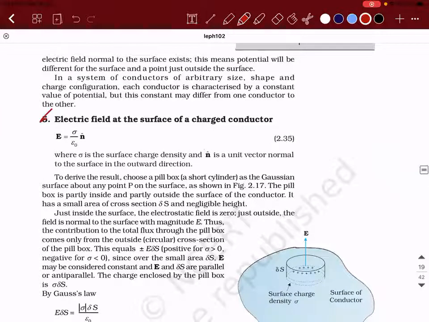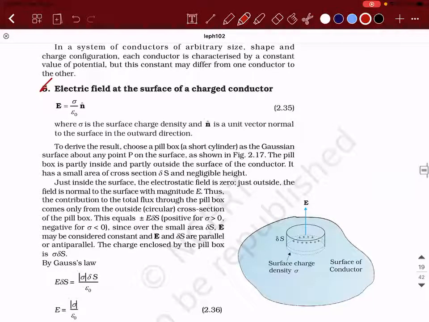Fifth one. Electric field, if you calculate it at the surface of a charged conductor, that value is also constant. And how much is the value? Sigma by epsilon naught times n cap. N is generally a symbol that is used for normal, and cap is obviously unit vector. Are you able to understand? So this is what happens. Right, on the next point. Electric field at the surface of a charged conductor is sigma divided by epsilon naught.